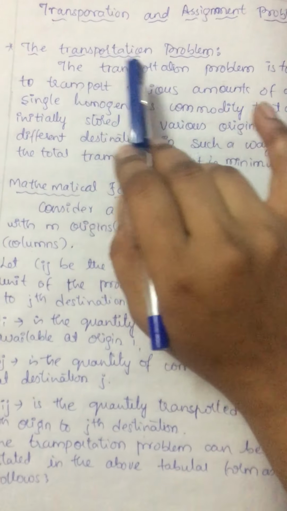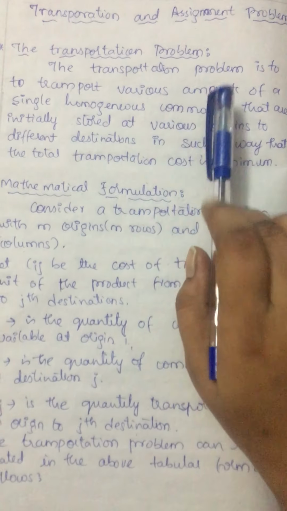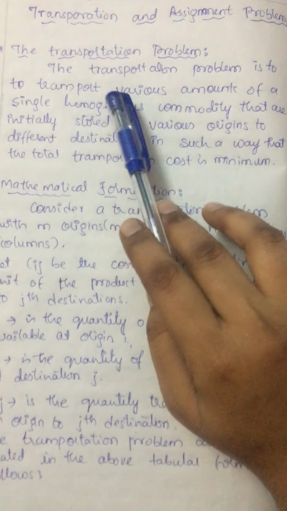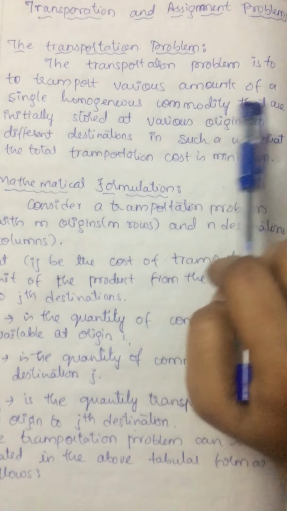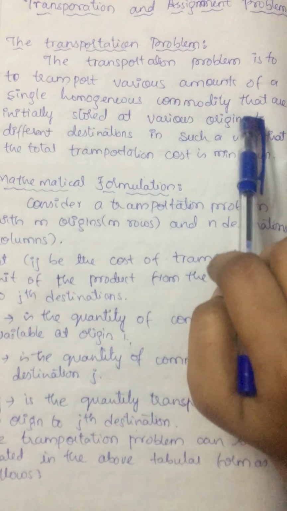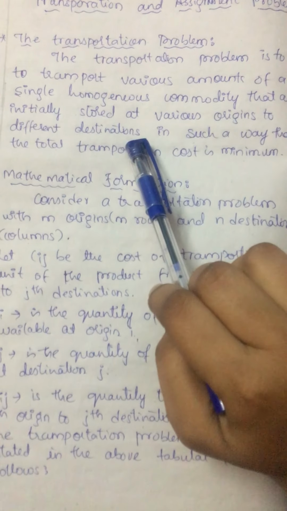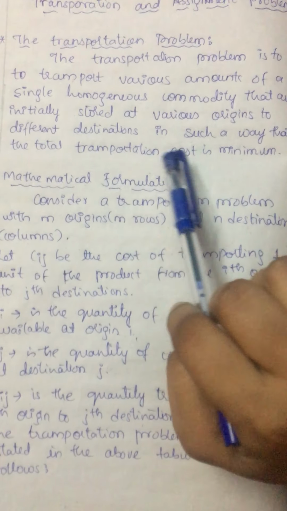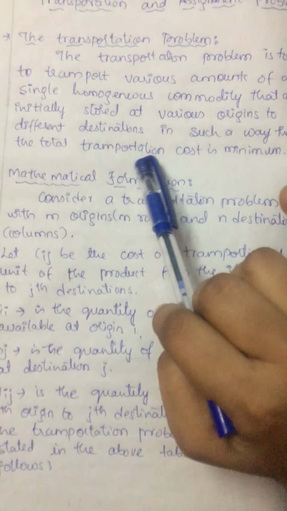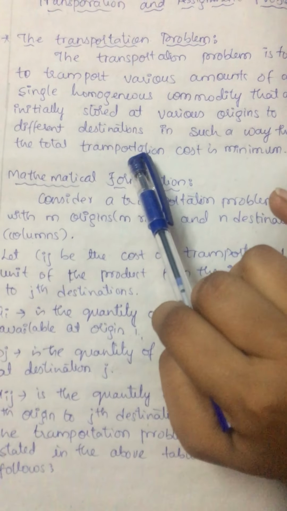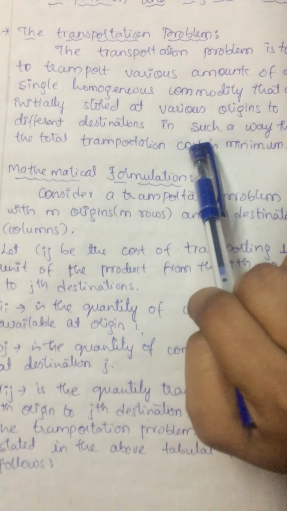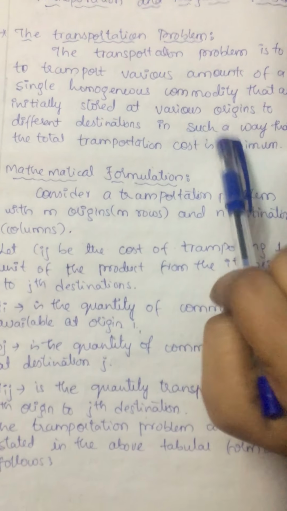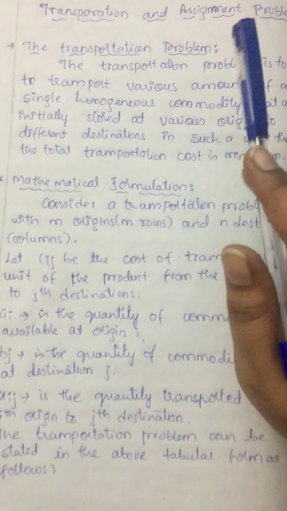Same thing in the transportation problem chapter: we learn how to transport various amounts of a single homogeneous commodity that are initially stored at various origins to different destinations in such a way that the total transportation cost is minimum. So what is our goal? The goal is to transport from various origins to different destinations with minimal cost. That is what we call a transportation problem.